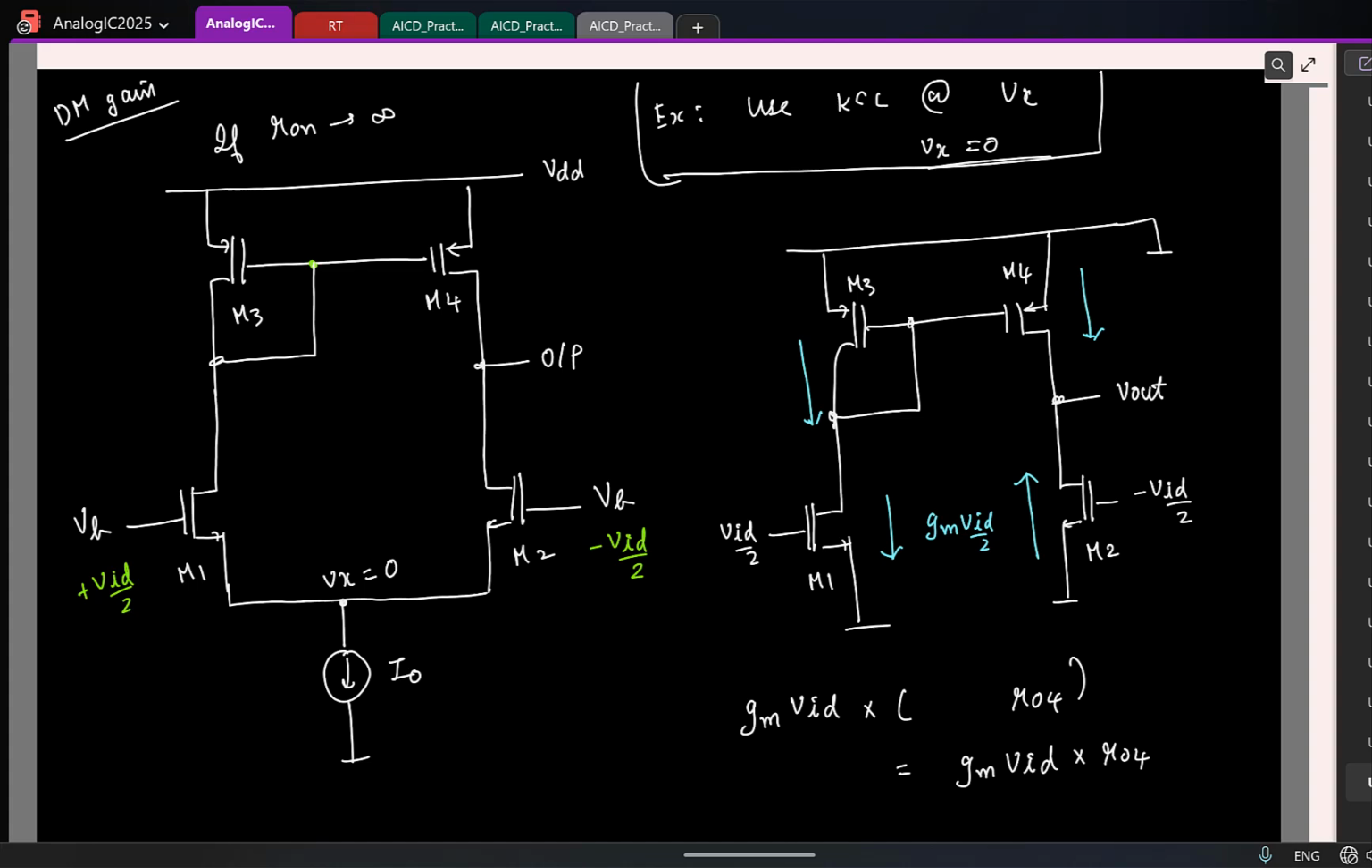The only reason to ignore it is to make this statement that Vx is 0. Otherwise, I can't make this to be 0. In the presence of R0, the Vx will not be exactly 0. It will be some non-zero value. So it is not trivial. So just to give a flavor of calculation, I did this. Is this clear?